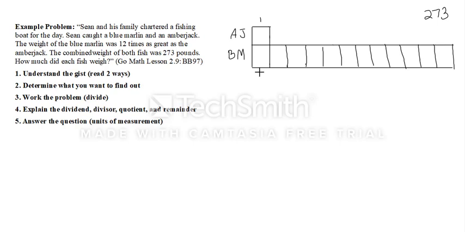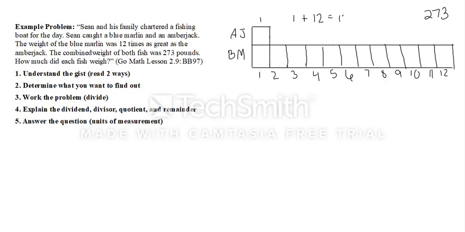So I set this up to represent the 12 times greater that the blue marlin is than the amberjack. So now I know the blue marlin is 12 times bigger than the amberjack. That means we are taking one share out of the 273 for the amberjack, and we are taking 12 shares out of the 273 for the blue marlin. So the amberjack gets one share. The blue marlin, which is 12 times bigger than the amberjack, gets 12 shares.